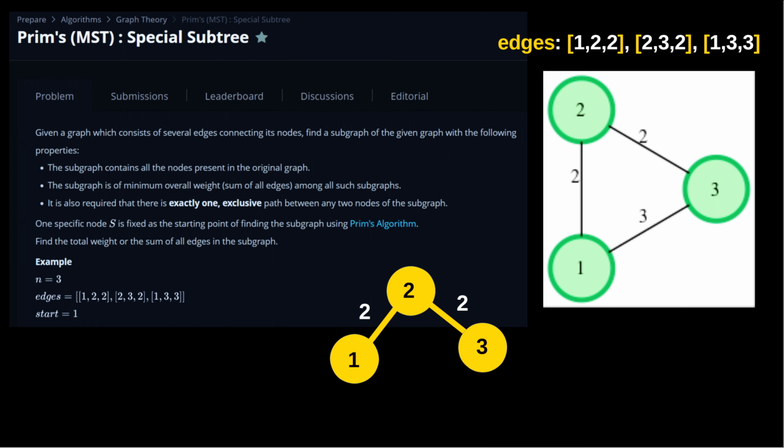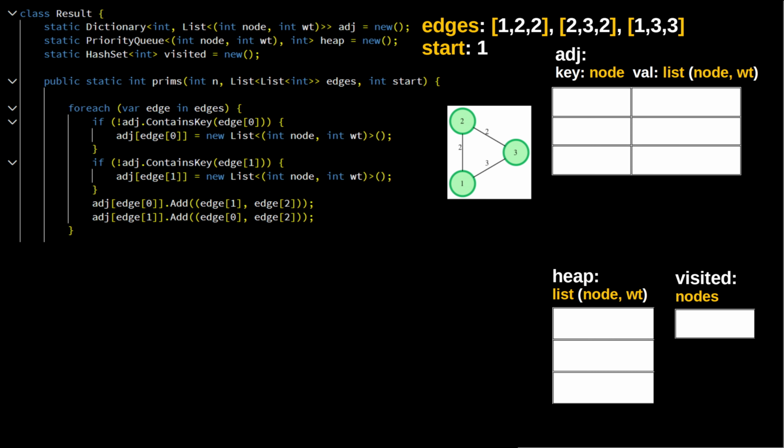So for example, 1, 2, 2 is an edge between 1 and 2 and has an edge weight of 2. This implementation is in C#. I provided the code in the GitHub links below. We start with several data structures.